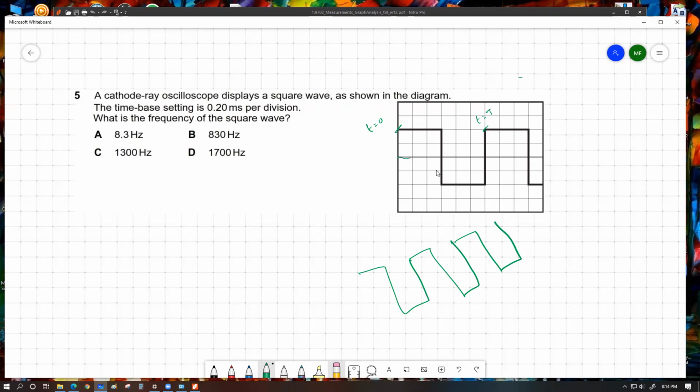So there is 1 2 3 4 5 6 horizontal divisions, gives you 6 into 0.2 millisecond, which gives you 1.2 millisecond. So frequency would be 1 upon 1.2 into 10 to the minus 3, whatever that gives you.